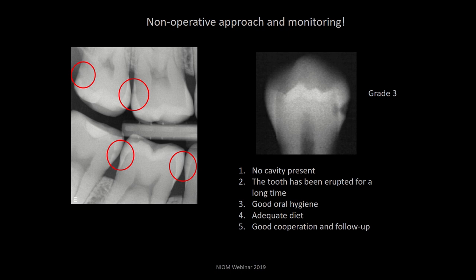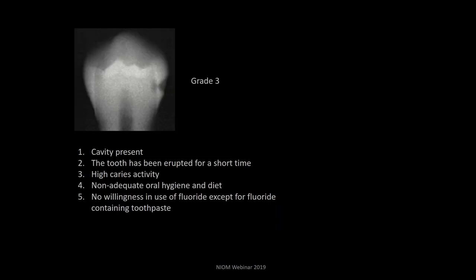Other examples of when moderate lesions, grade 3, may not be treated with operative measures are: no cavity present, the tooth has been erupted for a long time, good oral hygiene, adequate diet, and good cooperation and follow-up. However, under certain circumstances, moderate active carious lesions may require minimally invasive tissue removal. That's when there's a cavity present, the tooth has been erupted for a short time, there is high caries activity, non-adequate oral hygiene and diet, and last but not least, no willingness to use fluoride except in fluoride-containing toothpaste.